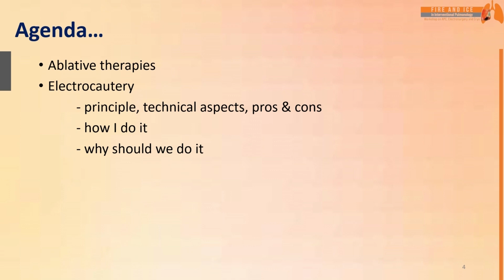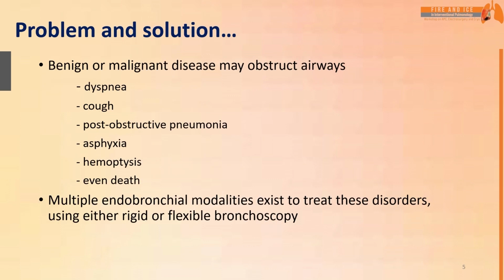So I will talk on the ablative therapies, the electrocautery, the principle, technical aspects, pros and cons, how I do it, and why should I do it. As Kedar already mentioned, the benign and malignant diseases of airway cause airway obstruction and present with dyspnea, cough, post-obstructive pneumonia, hemoptysis, asphyxia, and if it is big enough, it can obstruct the larger airways and may lead to death. Multiple endobronchial modalities exist for management of disorders by using either flexible or rigid bronchoscopy.